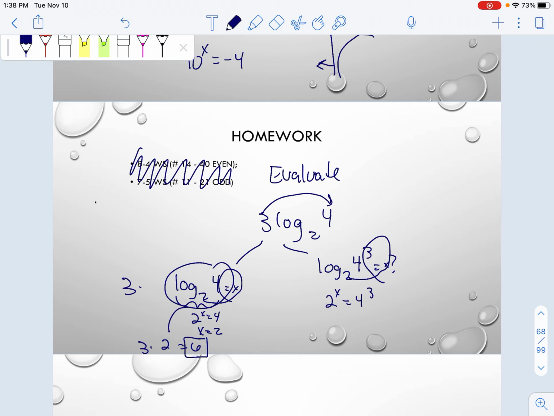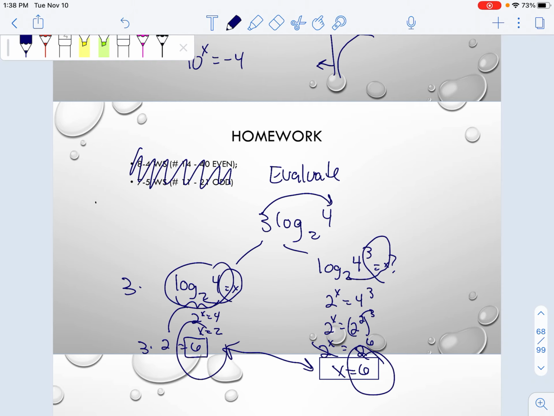The second part of that: if the bases are equal, the exponents are equal. So I can get the bases equal. 4 is 2 squared, all to the third. So that gives me 2 times 3, which is 2 to the 6th power. Bases are equal, drop the bases, x equals 6. So we can get 6 either way. We evaluate that, 6 there, 6 there.